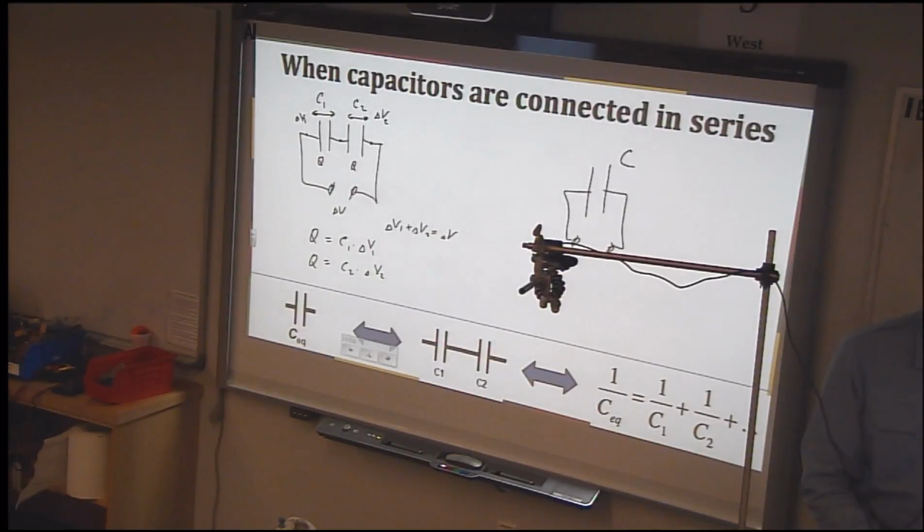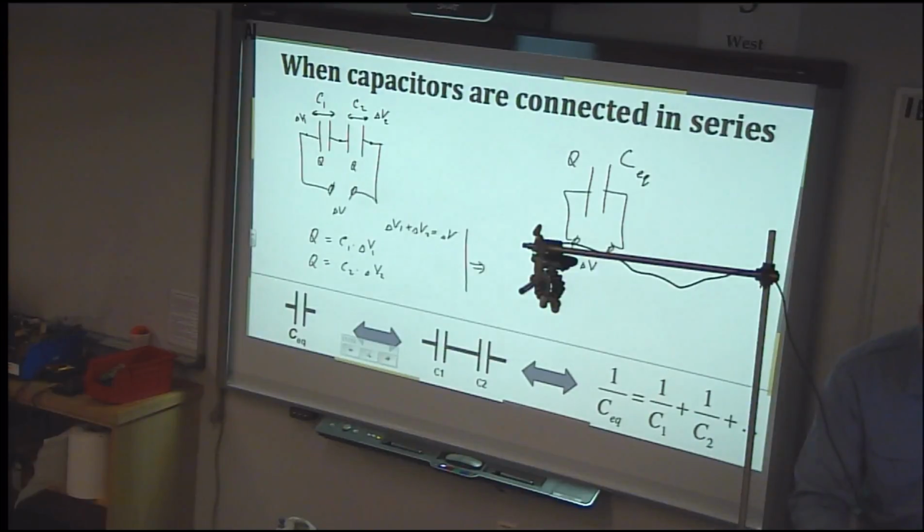What capacitance should that new single capacitor have so it would store exactly the same charge if we would apply exactly the same voltage? This new capacitance has a name, the equivalent. Not net, not total. Again, that's terminology, equivalent, which means replaceable. We can replace these two with this one. And the question is, how do we calculate that new equivalent capacitance? Well, algebra.